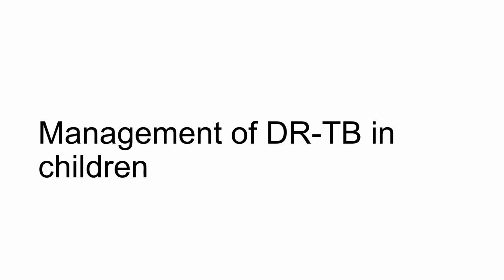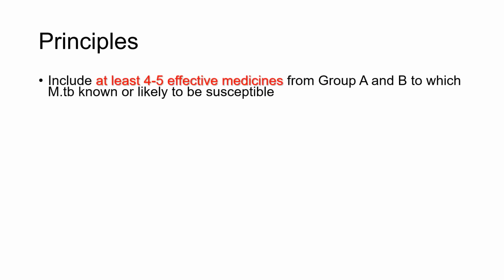Now coming to the management of drug-resistant tuberculosis in children. So what are the basic principles of managing a drug-resistant tuberculosis? First principle, we have to always include at least 4 to 5 effective medications from group A and B to which the Mycobacterium tuberculosis is known or likely to be susceptible. That means group A and group B drugs have to be included always, and the patient always has to take at least 4 to 5 effective medications.